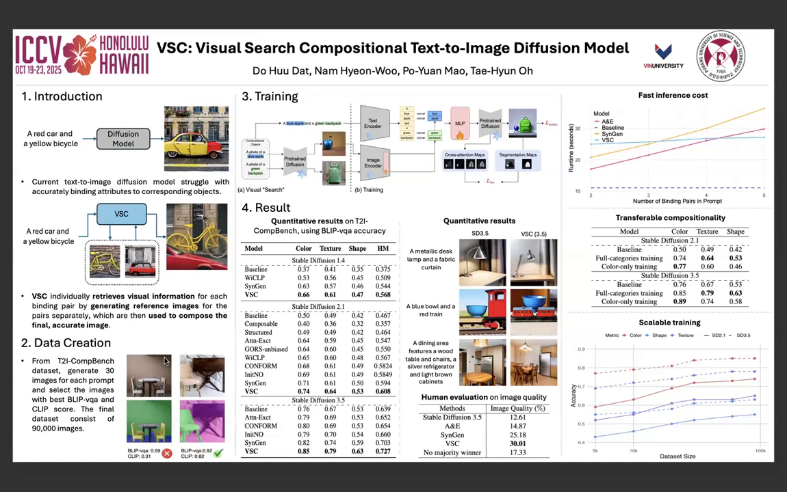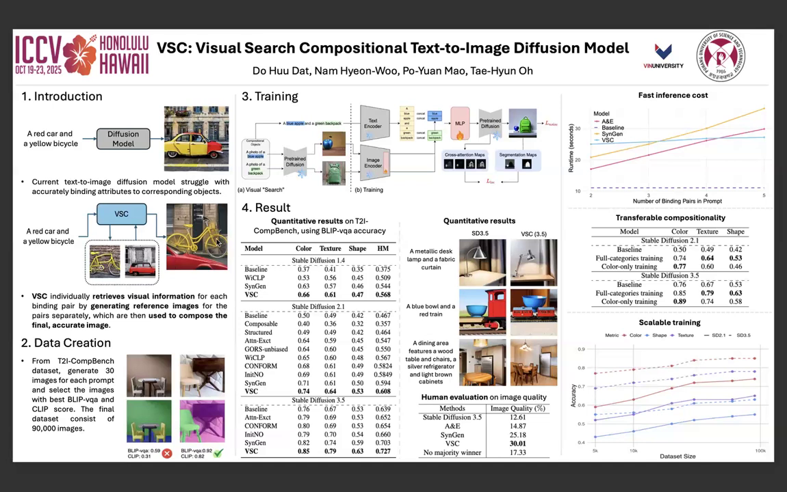For the CLIP score, we want each object to be represented fully in the image. So we also extract the mask of the object, and then we evaluate CLIP individually on the object only. Finally, the dataset we train on consists of 90,000 images.